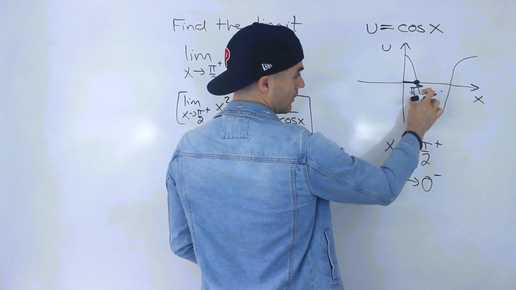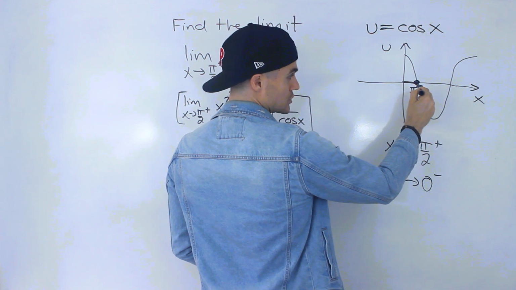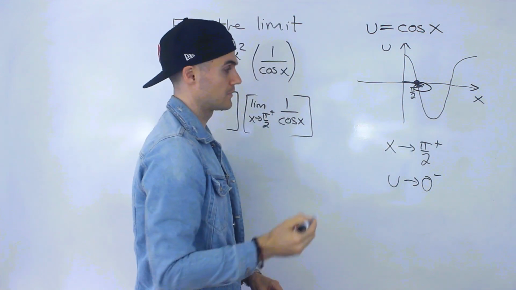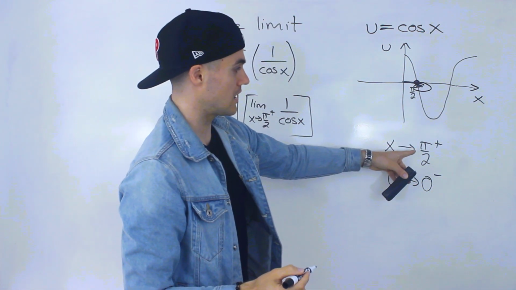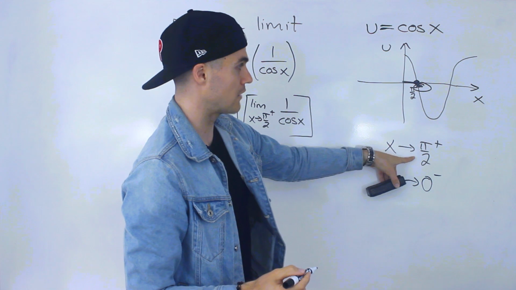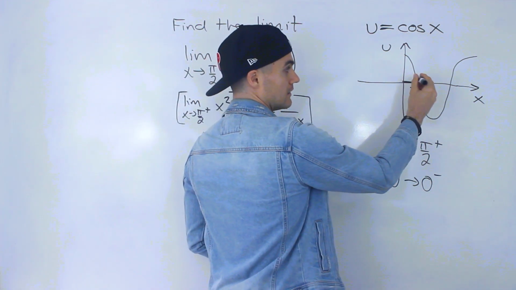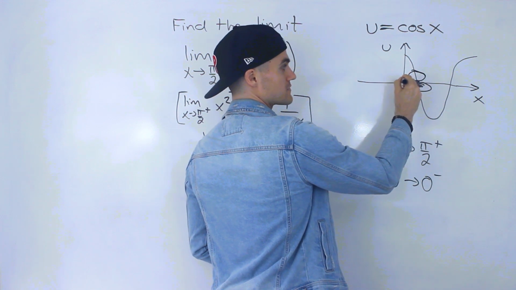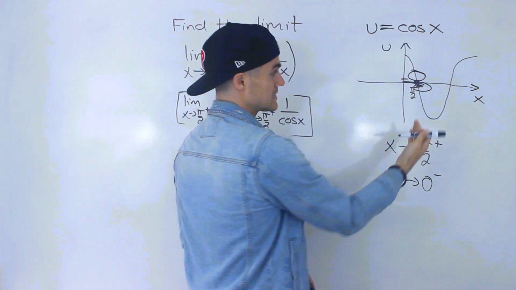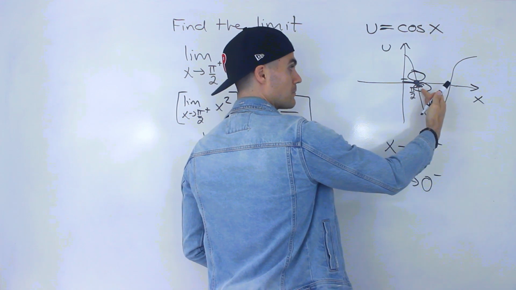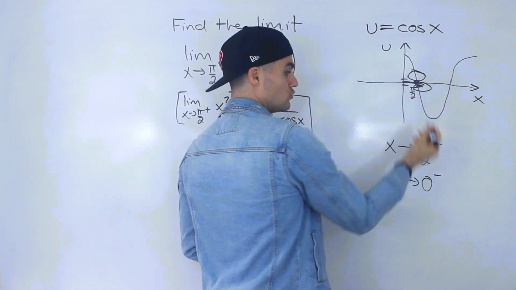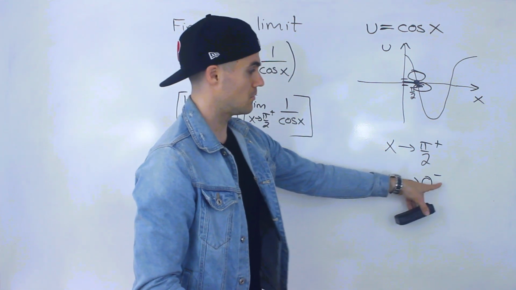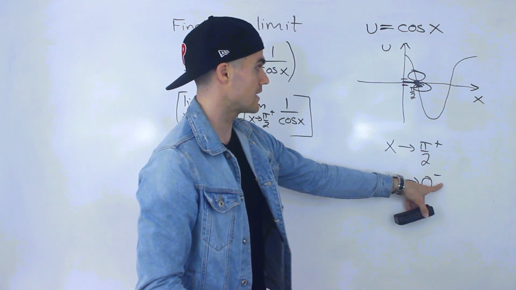Because notice from the right side of pi over 2, the u values are approaching 0, but they're all negative around there. Now if we were approaching the x value of pi over 2 from the negative side, then u would still be approaching 0, but it would be approaching 0 from the positive side. All the u values would be positive. But in this case, we're approaching pi over 2 from the right side, from the positive side. So all the u values are negative. So u is approaching 0, but from the negative side.